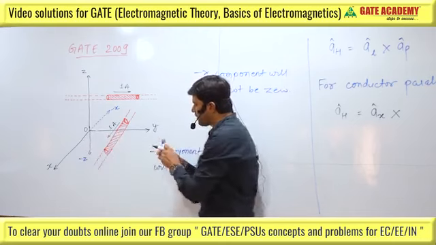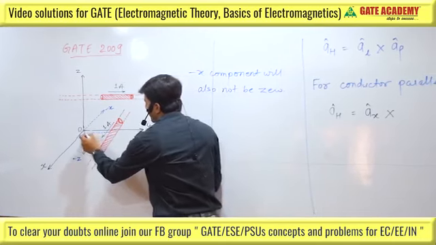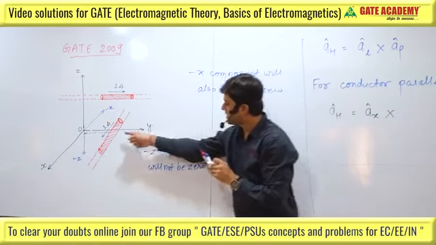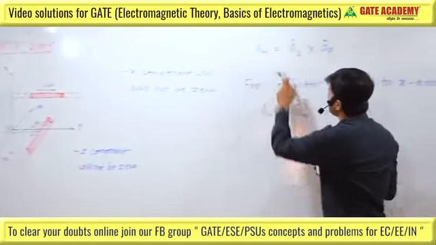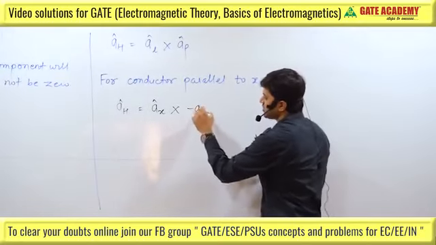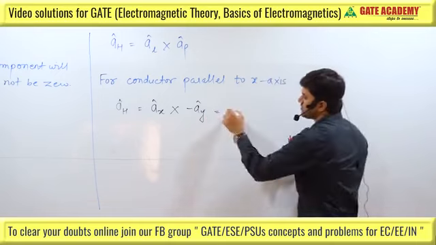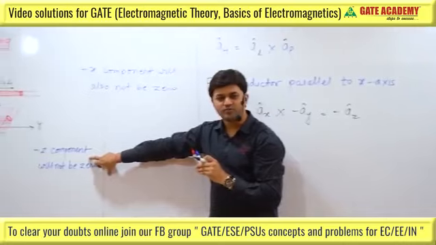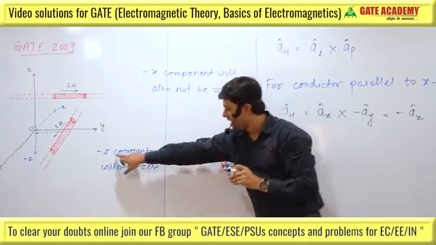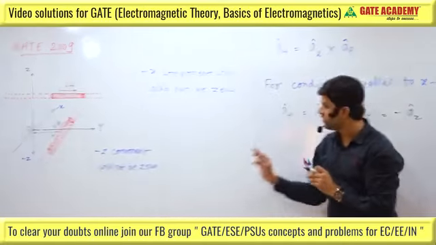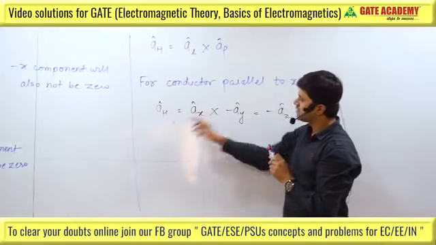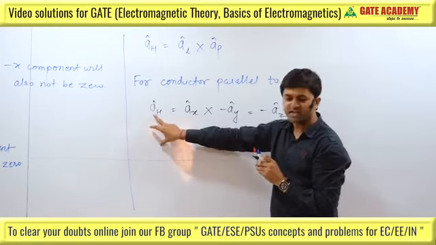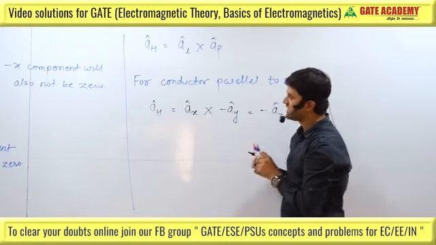If I draw the perpendicular distance from this point to this point, it is in the direction of minus y. So A_r is in the direction of minus y. So this is nothing but minus A_z, which we found from the right hand thumb rule also. The minus Z component will not be equal to 0. Because for the conductor parallel to the x-axis, B cap equals A_x cross minus A_y, using this formula the direction of magnetic field is in the minus Z direction.